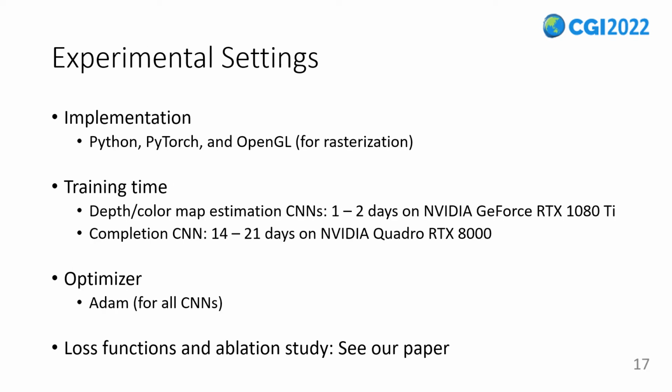Our experimental settings are as follows. We implemented our neural networks with Python and PyTorch. For the rasterization in stage 2, we also used OpenGL. The training times for respective networks are as shown here. We used the Adam optimizer for all CNNs. We omit the explanations of our loss functions and the ablation study due to the time limit. Please refer to our paper for the details.